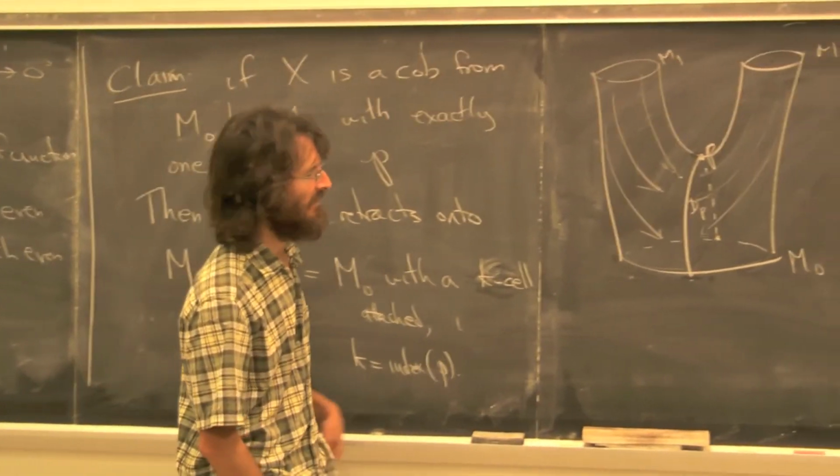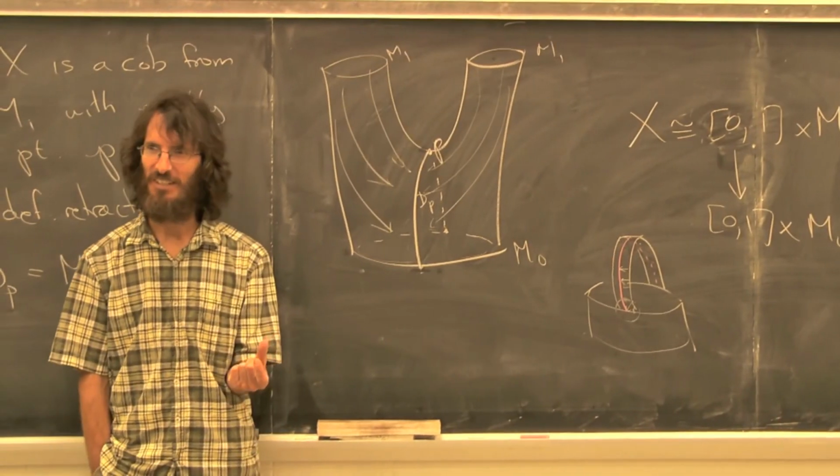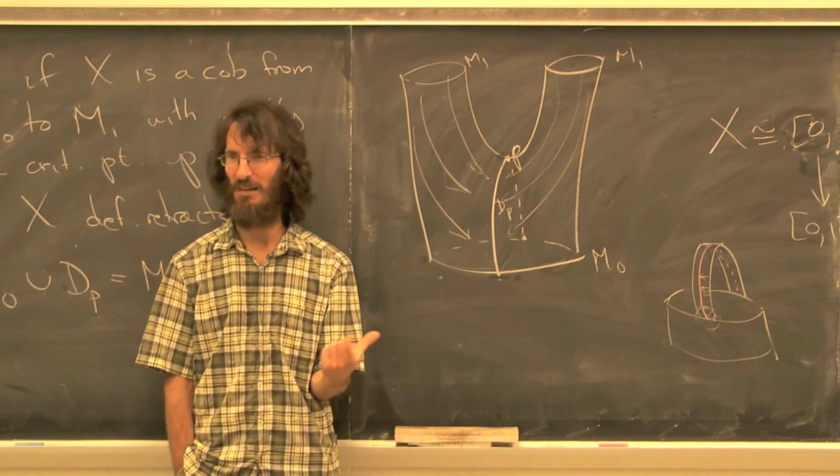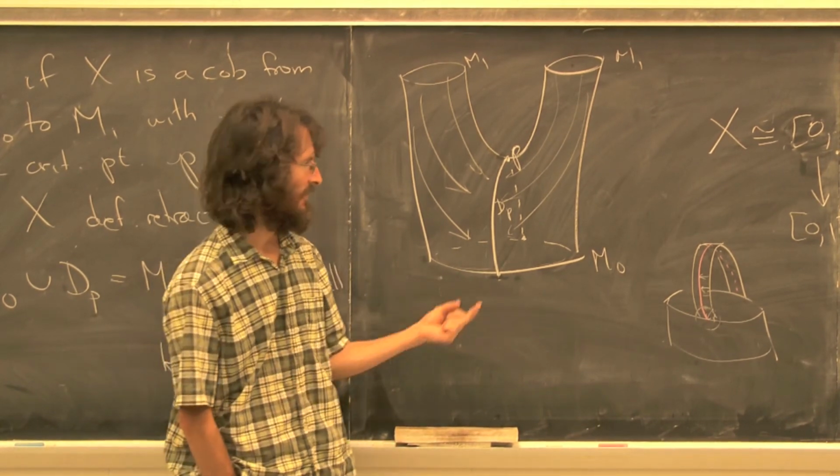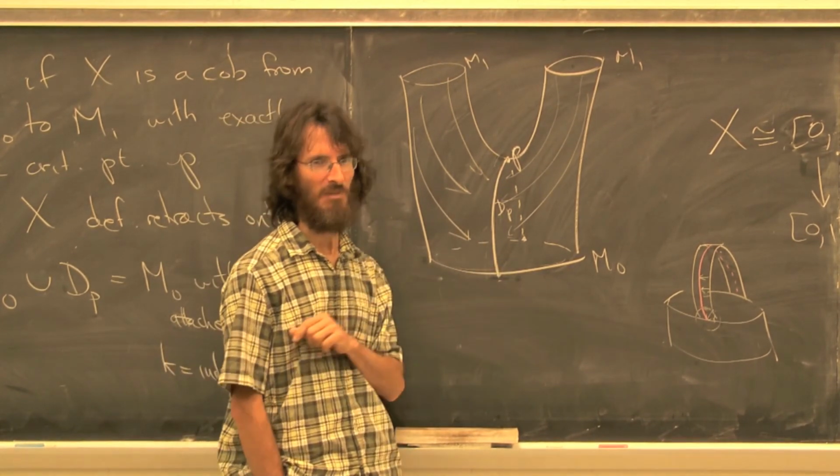The point is, another way to think about attaching a handle is like building a CW complex but thickening up to be a manifold, right? That's the whole point. You want to stay in the world of manifolds. So you don't just attach an arc, you thicken it, and then it's a manifold, right?